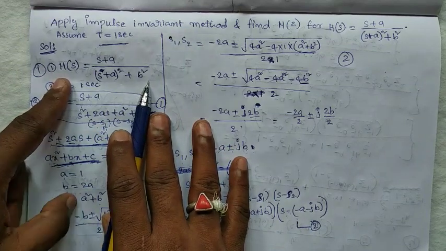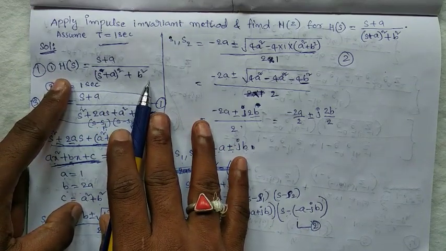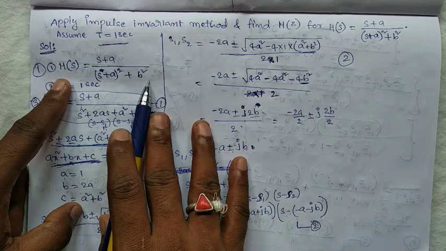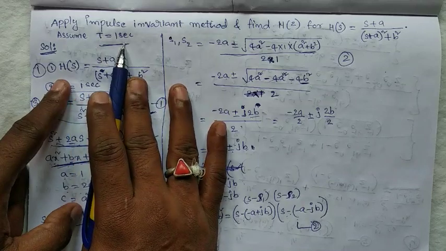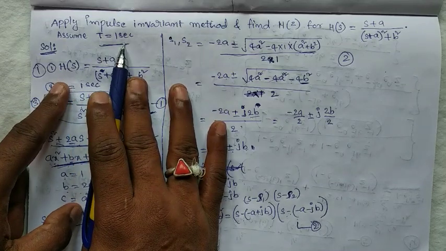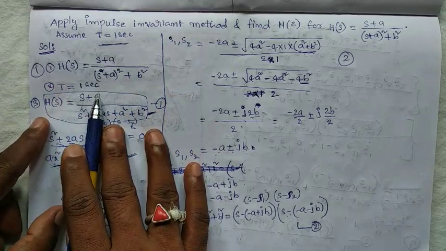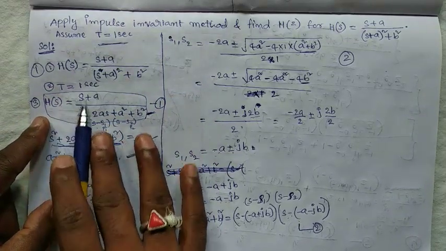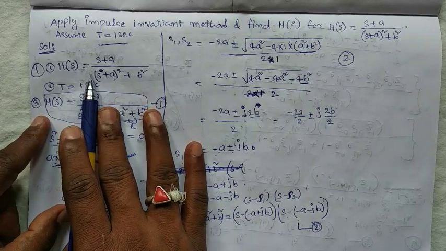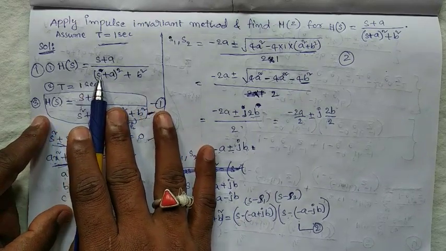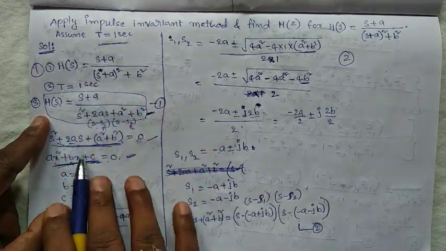The second step is selecting the sampling rate of the digital filter, which is also given. The sampling rate of the digital filter is given, that is T = 1 second, and this is the second step. In the third step, we are expressing this H(s) as a sum of single pole filters.